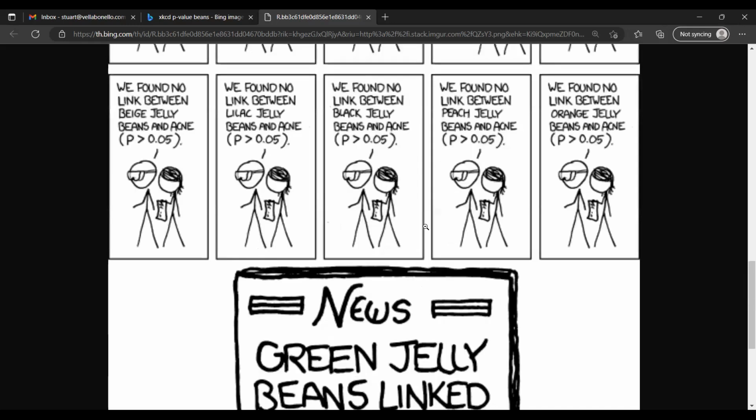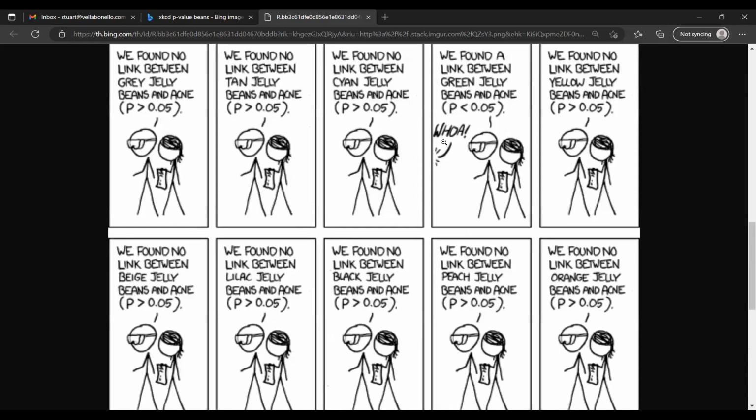So what's going on over here? Is there really a link? Maybe. Of course, the comic is extremely tongue-in-cheek, as most of XKCD's work is. But the idea is that just because your P is low, it doesn't mean that in fact there really is a relationship.